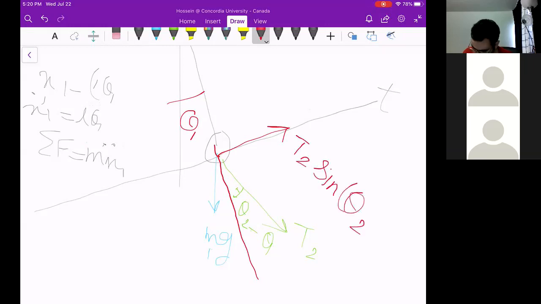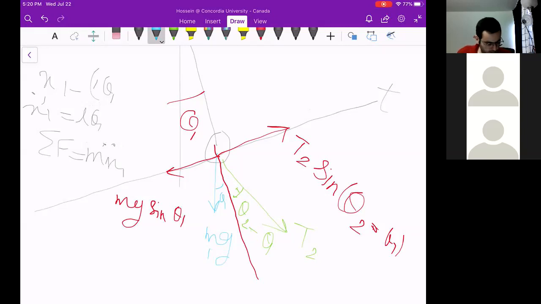theta 2 minus theta 1, and there is also an mg force here, mg sine of theta 1, mg sine of theta 1, because this angle is still theta 1.